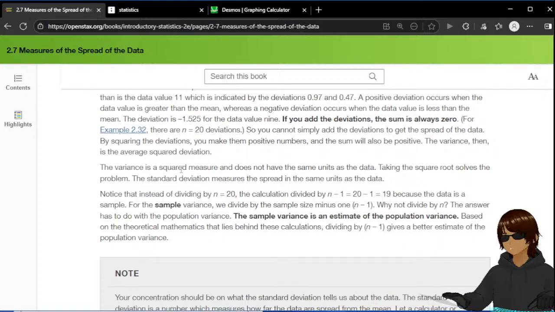The variance is a squared measure and does not have the same units as the data. Taking the square root solves the problem. The standard deviation always measures spread in the same units as the data.